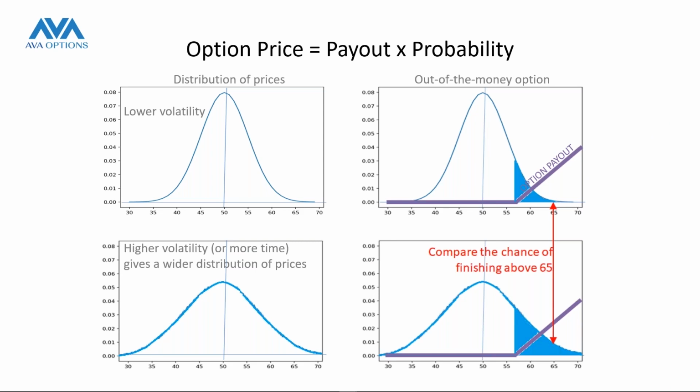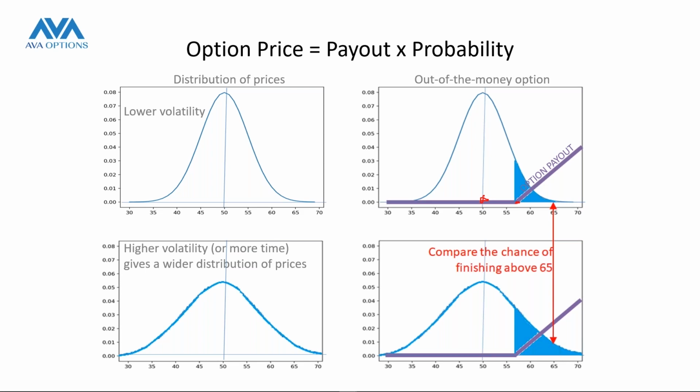We had two distributions in the previous page, a higher volatility and a lower volatility, or more time and less time. On the top, this was the probability with a smaller distribution or a shorter option. If I buy an option, let's say we're doing some asset that's trading at 50, and I buy an option that's struck at 57, the area that you can see that's beyond the strike is very small.